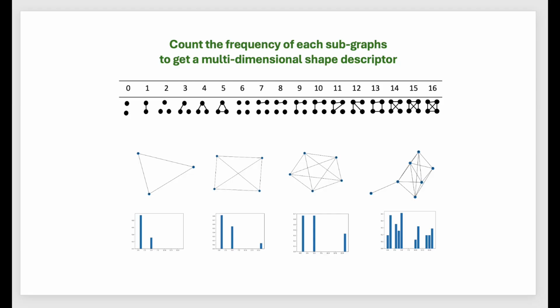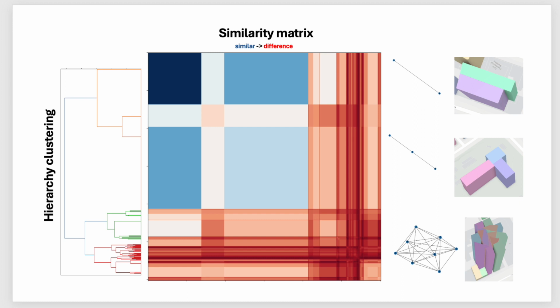Inspired by the graphlet concept, the subgraphs in the building graphs are counted. Their frequencies serve as the feature vector of each building for the following clustering. Here are the clustering results. Simple graphs are prone to be clustered in a group, while complex graphs hold a higher level of diversity.